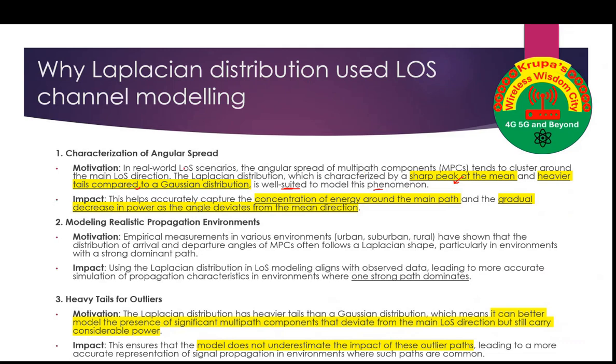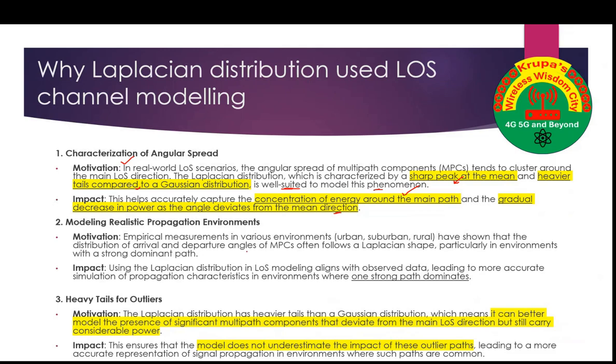As was explained, this is the observation they would have taken from statistics of the data collected from real world field scenarios. They observed a sharp peak at the mean and heavier tails compared to the Gaussian distribution. That is why they have gone for Laplacian distributions, which is very important. It helps accurately capture the concentration of energy around the main path, that is the LOS path, and the gradual decrease in power as the angle deviates from the main direction.